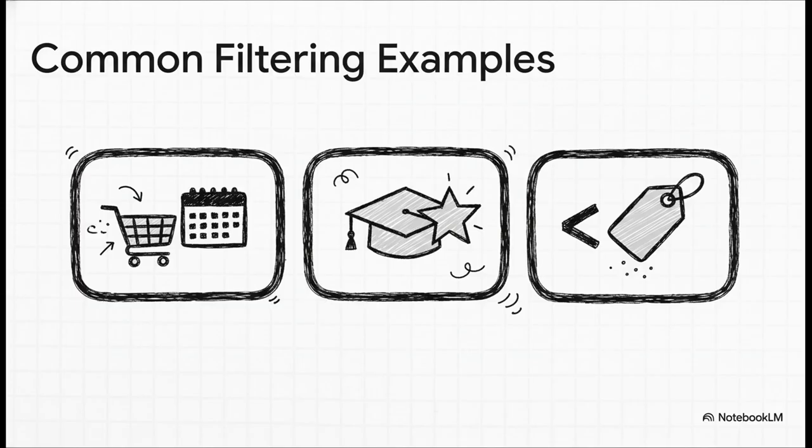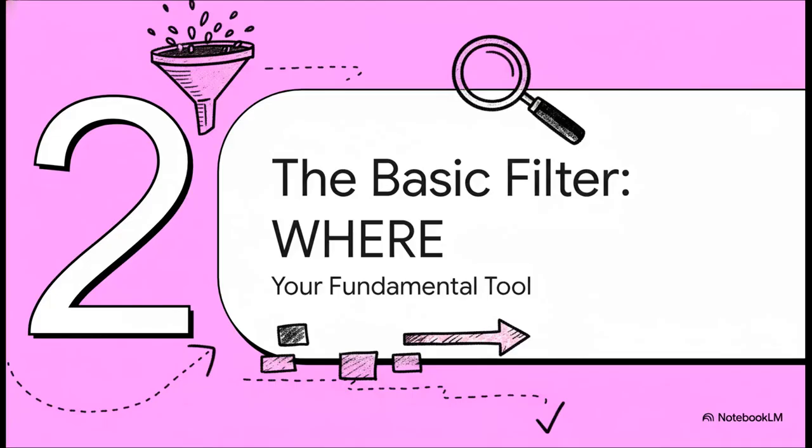You know, when an online store shows you just the orders you placed this month, that's filtering. When a school system generates a list of students on the honor roll, that's filtering. Even when you go online shopping and search for products under, say, $50, yep, you're using a filter. So how do we actually pull this off in SQL? It's time to meet the most important, most fundamental tool in our entire filtering kit, the WHERE clause.